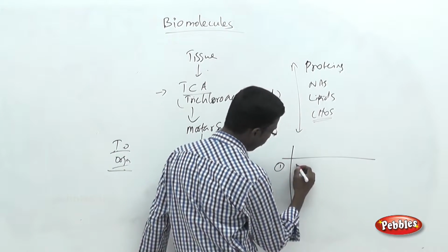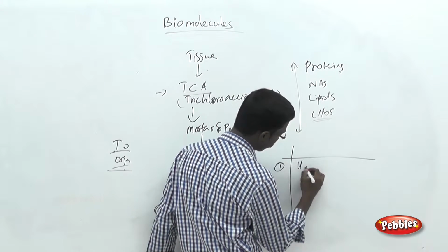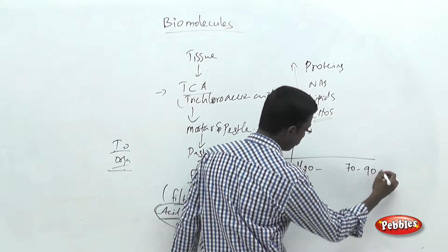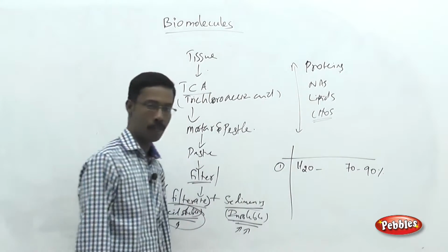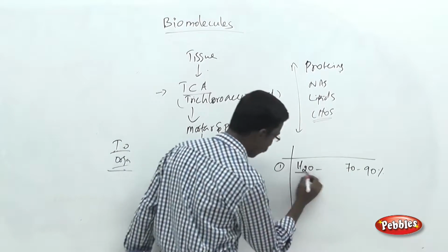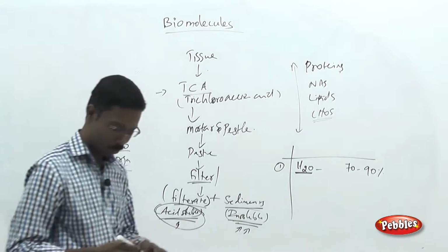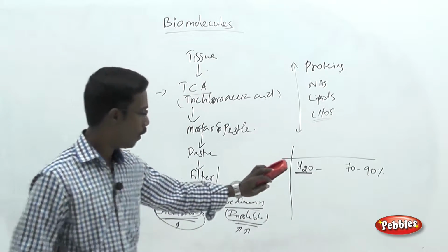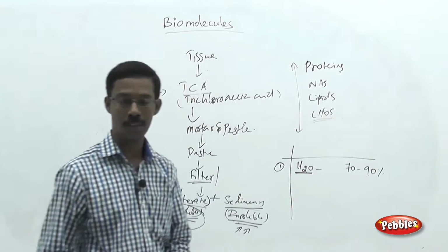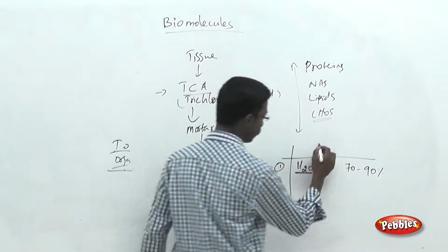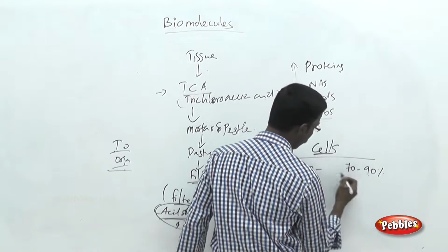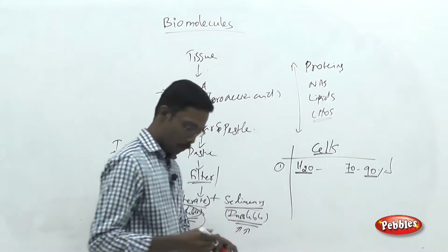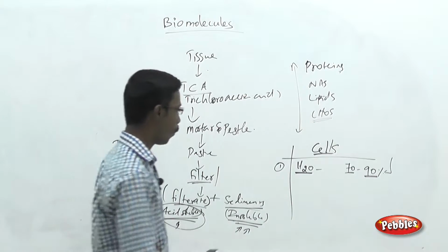The point is the percentage of water is approximately 70 to a maximum of 90%. Water is an inorganic compound. Just remember that there are no carbons in the water molecule. So water is an inorganic molecule, and water is the highest component in any living cell. Minimum 70% and maximum 90% of the composition of any cell is made up of water.